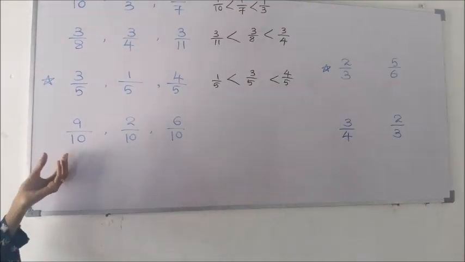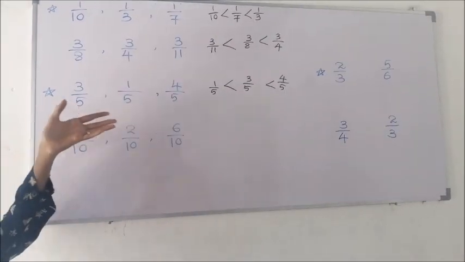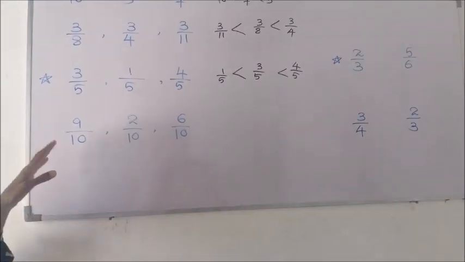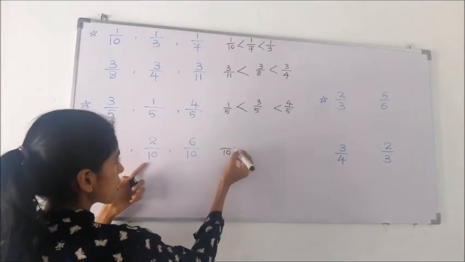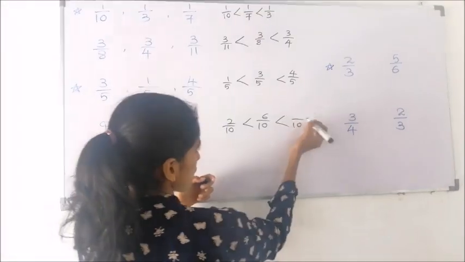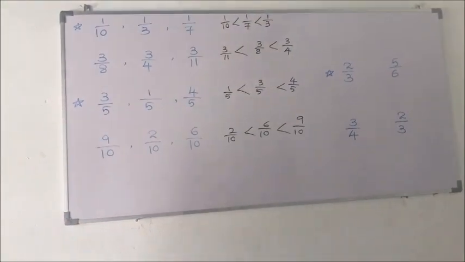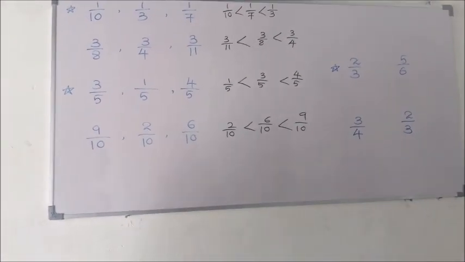Next, in the next example also denominators are same. So, look at the numerators and compare. Out of 10, 2 pieces means this is the smallest one. Next, out of 10, 6. Out of 10, 9. This is the biggest fraction. Right? Now, we will go to the next part.